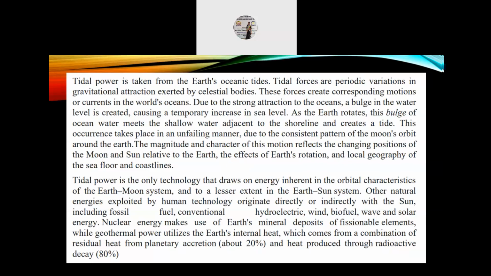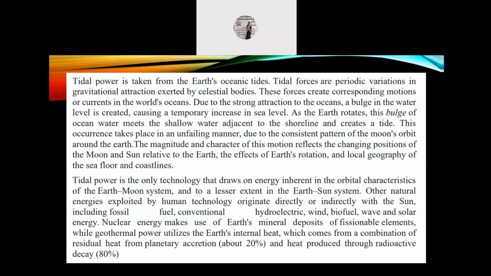Tidal power is taken from the Earth's oceanic tides. Tidal forces are periodic variations in gravitational attraction exerted by celestial bodies. These forces create corresponding motions or currents in the world's oceans. Due to the strong attraction to the oceans, a bulge in the water level is created, causing a temporary increase in the sea level. So as the Earth rotates, this bulge of ocean water meets the shallow water adjacent to the shoreline and creates a tide.